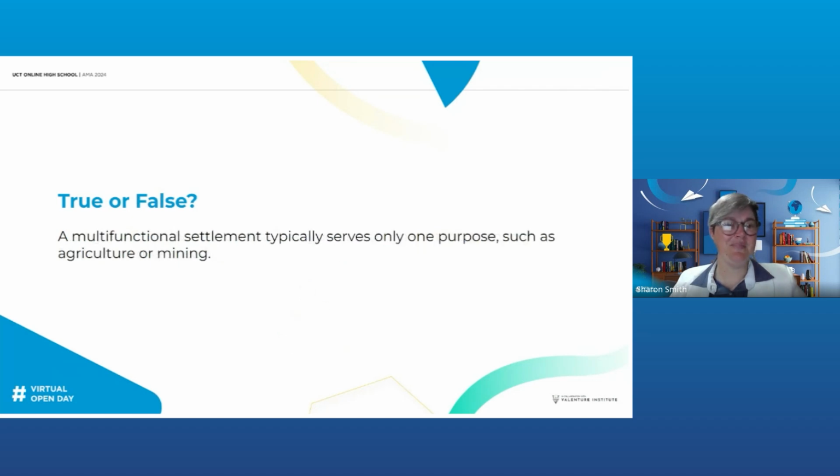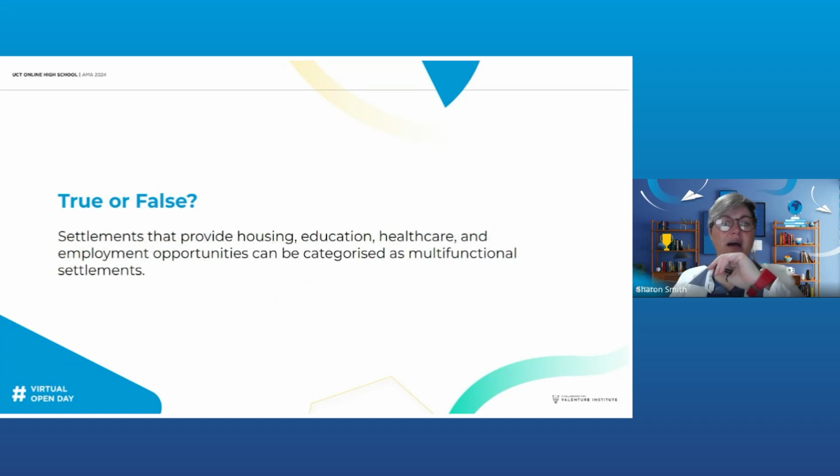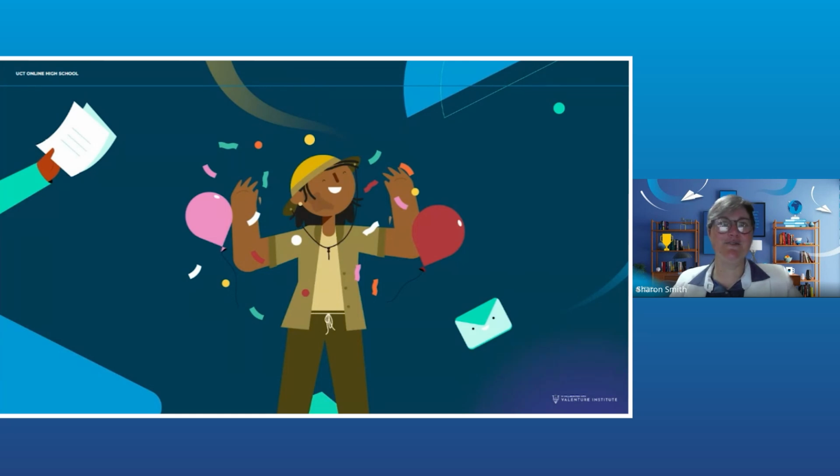Right, the next one. A multifunctional settlement typically serves only one purpose, such as agriculture or mining. I'm seeing thumbs downs. So this is definitely false. Then the next one: settlements that provide housing, education, healthcare, and employment opportunities can be categorized as multifunctional settlements. You guys are 100% right if you threw me a thumbs up. Well done, guys, and thanks for playing along.